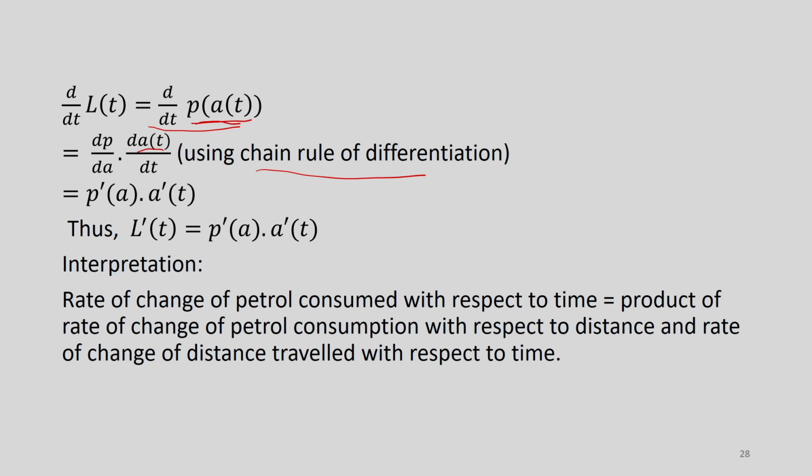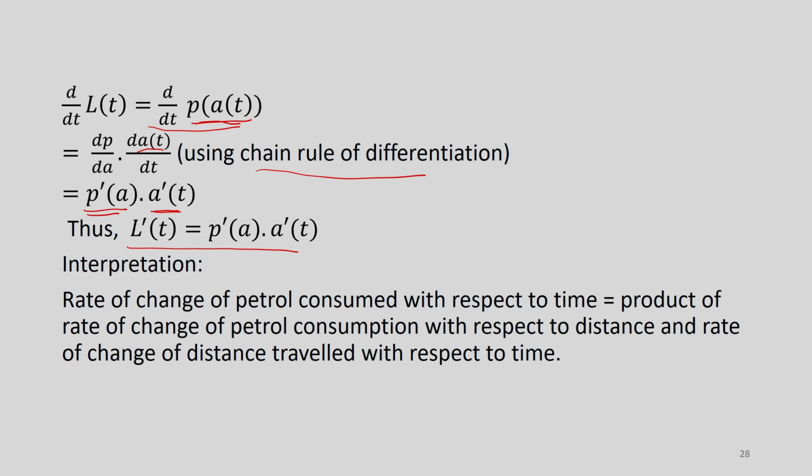Now, I also know P is a function of A. So this becomes P prime of A, and the second term is nothing but A prime of t. So, in short, L prime t is equal to P prime A multiplied by A prime t. So this is what we are getting.